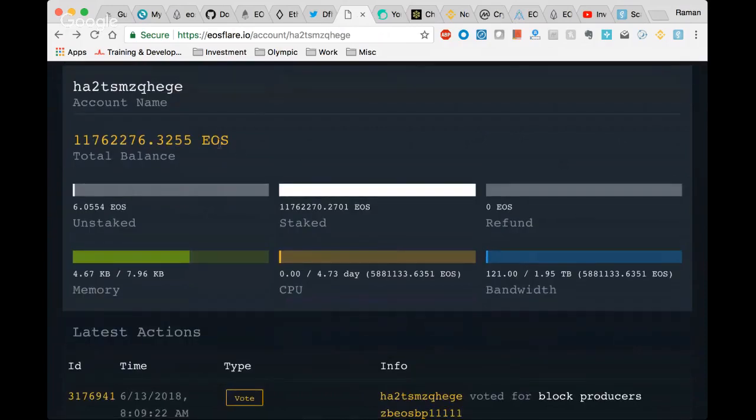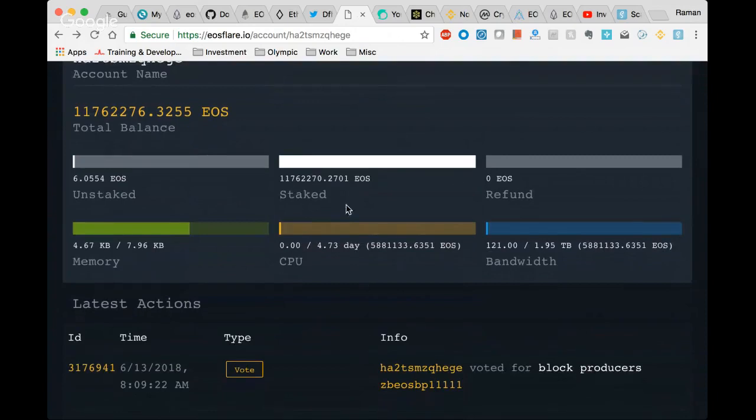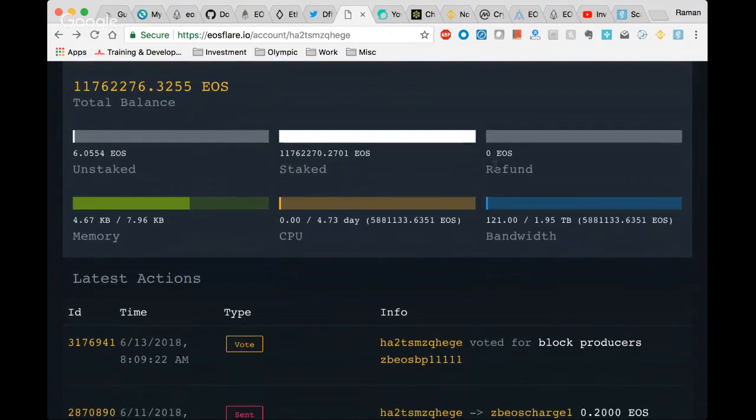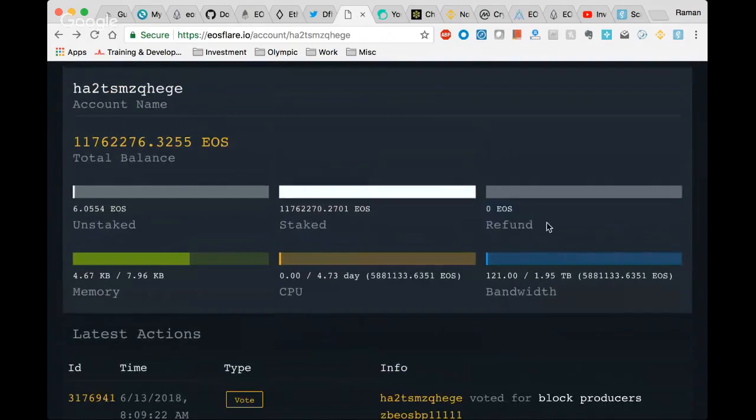But if you use it as a cryptocurrency, you can always just take them out and put it in exchange. You can unstake them and go ahead and sell and buy. So these are the various things which will happen. And the interesting thing which is happening is refunds. Now, this is something which is very unique to EOS. They are building mechanisms where EOS can be refunded if you have some problems.